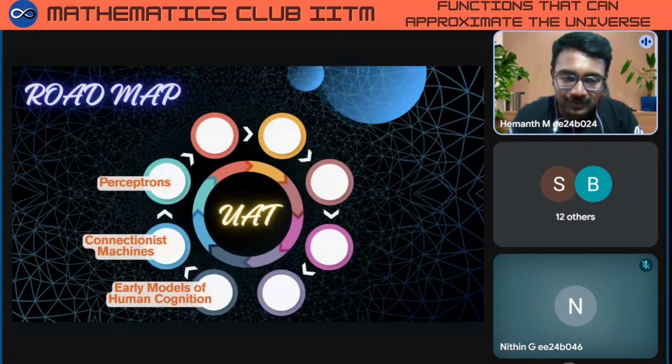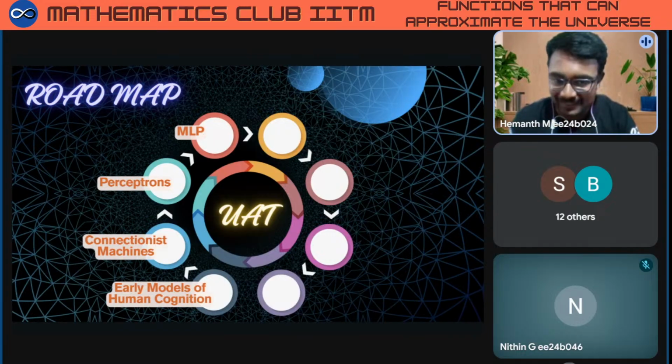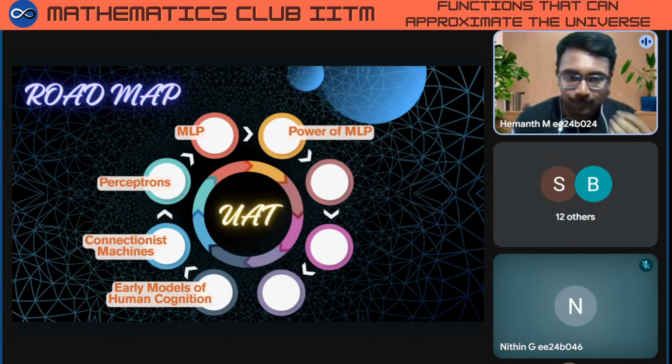Then we'll move on to perceptrons. This was a remarkable milestone in this journey because this idea is still used even today. So even today, most of the neural networks, those neurons are basically perceptrons with some slight modifications. So this was a major breakthrough in this journey, and then we take over the ideas from connectionist machines and try that on perceptrons by interconnecting them to get what is known as a multi-layer perceptron, and then we'll see how powerful this multi-layer perceptron is.